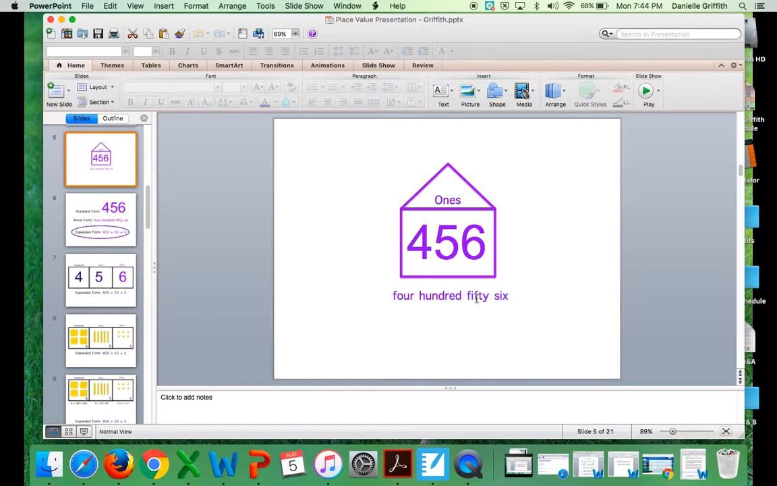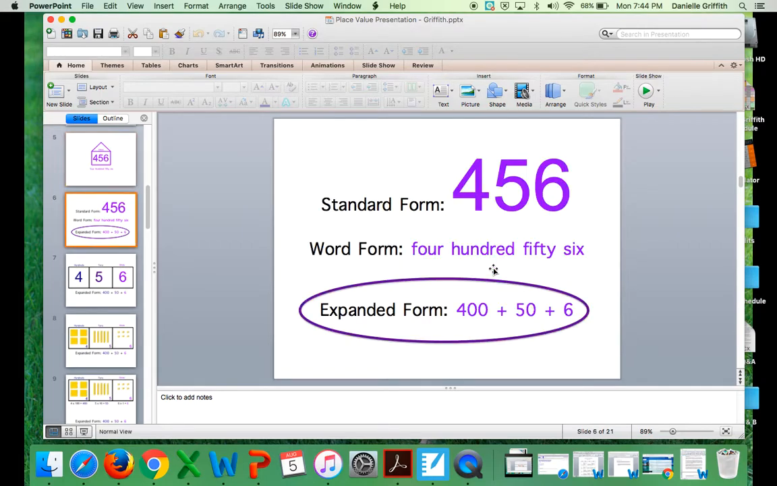Let's take a look at this number. We have 456. When you see the number written out numerically, that's called standard form. So it looks like this, 456. When you write the number out, we call that word form. So it looks like this.